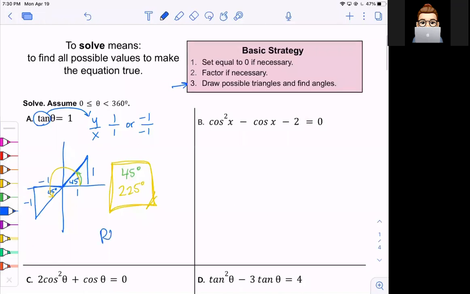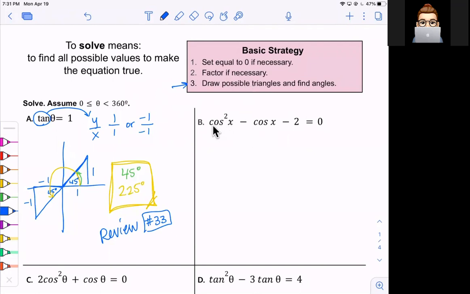So this is really more of a review. If you are still thinking this is pretty challenging, you can check out number 33. That's what we've been reviewing. Today, we're going to take it a step further by factoring if necessary. So we're going to set equal to 0 if necessary. It's already equal to 0. We're going to factor if necessary.